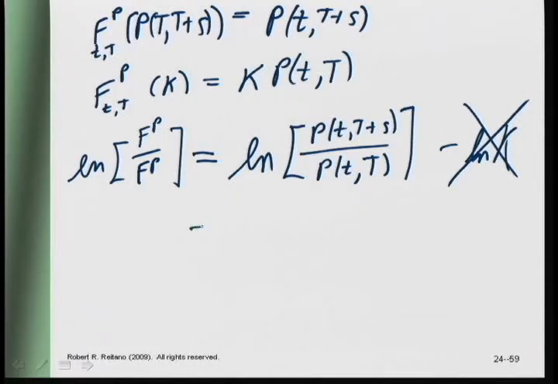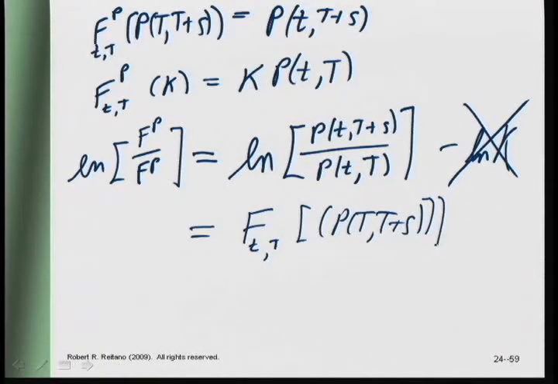And notice that this, as we saw in an earlier slide, if I take the ratio of today's price of a zero coupon bond that matures at time capital T plus S and divide that by today's price of a zero coupon bond that matures at time capital T, that is indeed the forward price today for a zero coupon bond P of T plus S.